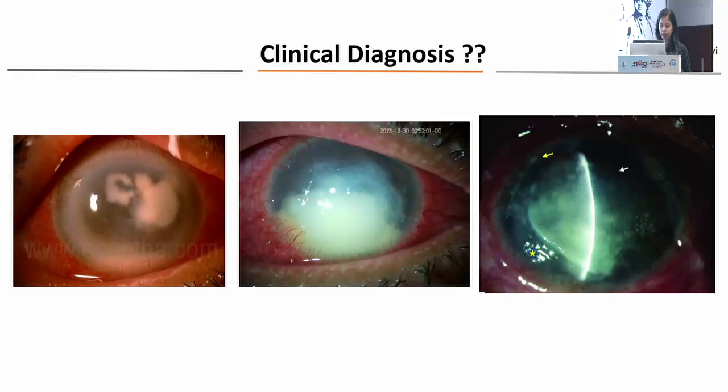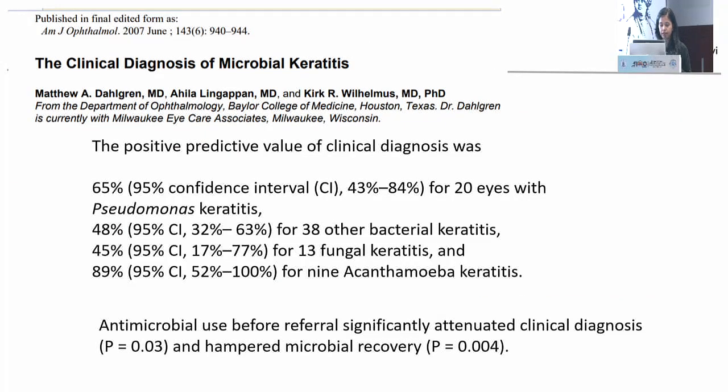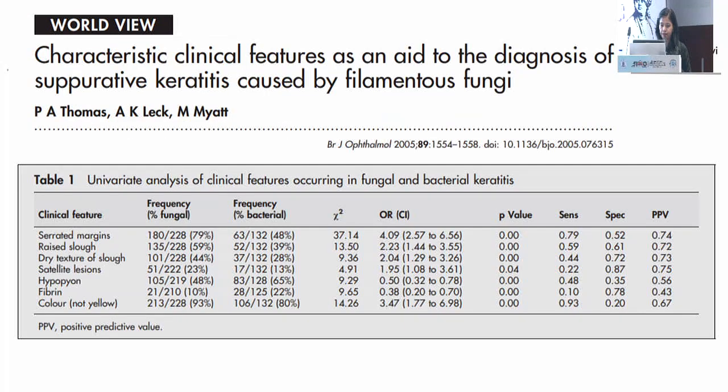So considering these three keratitis pictures, the clinical diagnosis becomes difficult. That is the importance of corneal scraping. This is an article in which they demonstrated how clinical diagnosis can fail, and because of multiple antimicrobial use also, we are not able to locate clinically what the organism is. So these are different incidents of keratitis in which the clinical predictivity was not very great.